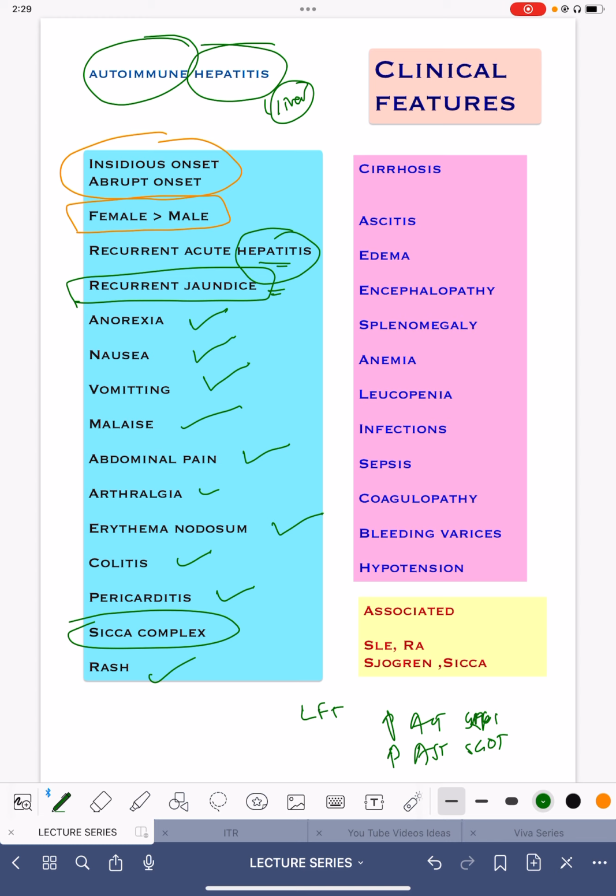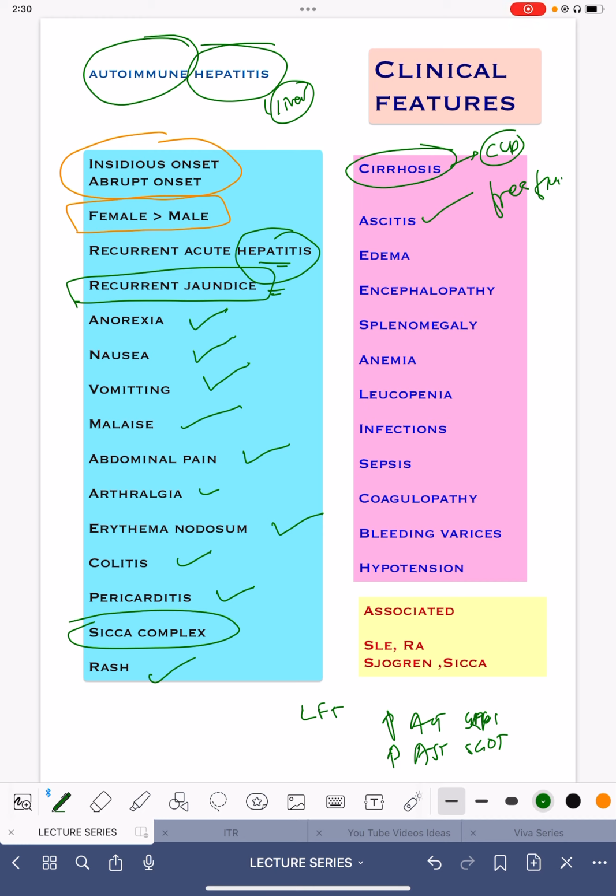Many times, the patient may get diagnosed only with cirrhosis. Those patients with autoimmune hepatitis who are not investigated and not treated directly present with cirrhosis. Whenever the patient presents with cirrhosis, cirrhosis is CLD, that is chronic liver disease. The most common presenting feature of cirrhosis or CLD is ascites. Ascites is accumulation of free fluid in the peritoneal cavity.